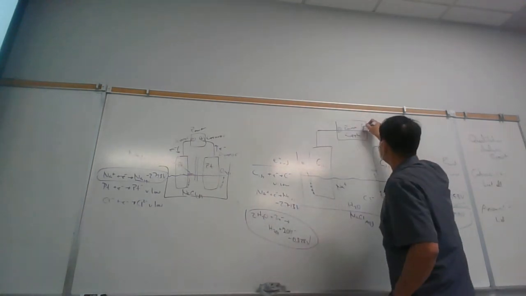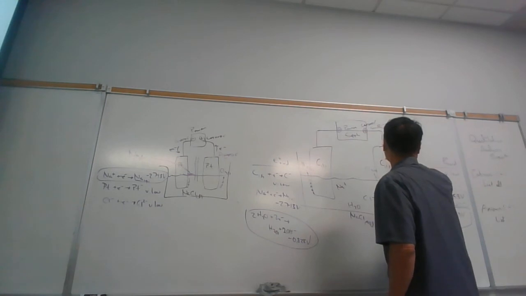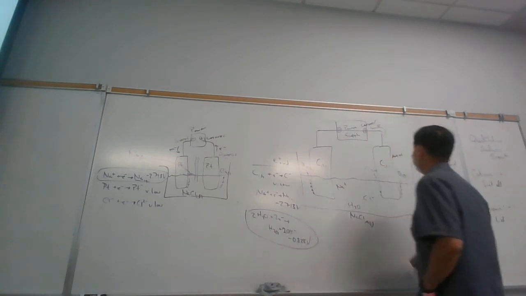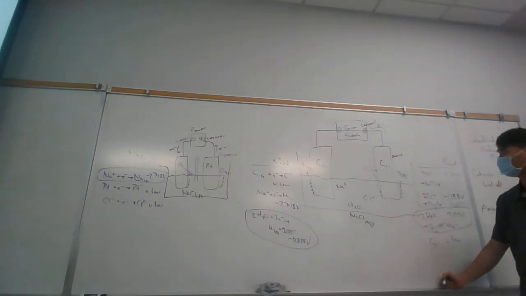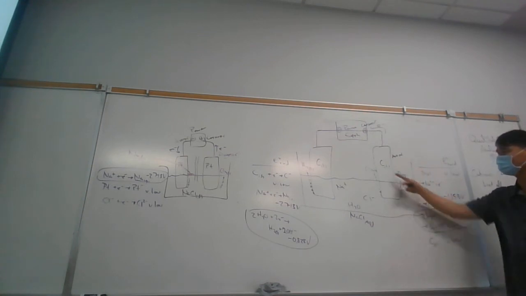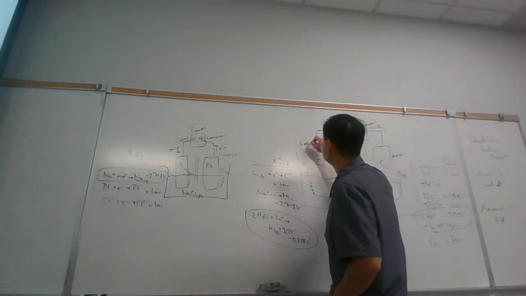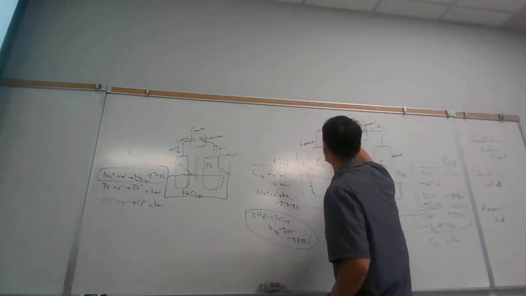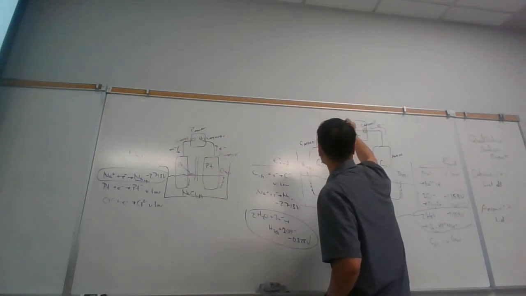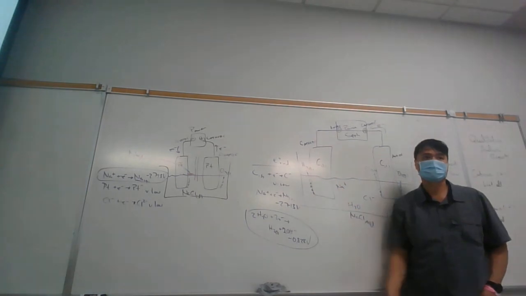So this is the cathode of the power supply. This is the anode of our electrolytic cell. At the anode, what gets oxidized? Chloride gets oxidized. Oxidation occurs at the anode. Over here, reduction occurs at the cathode. This is the cathode of our electrolytic cell, which is hooked up to the anode of our power supply. And what gets reduced? Hydrogen gets reduced.